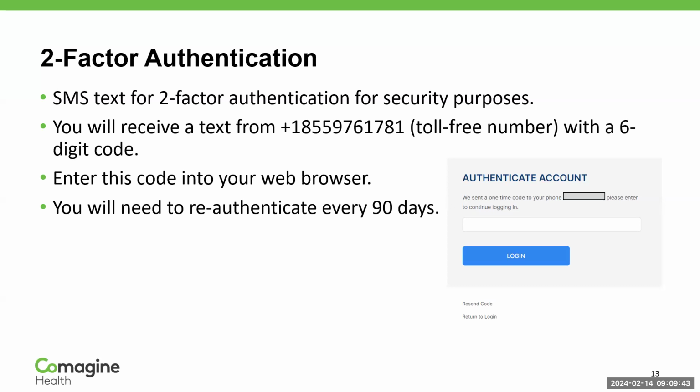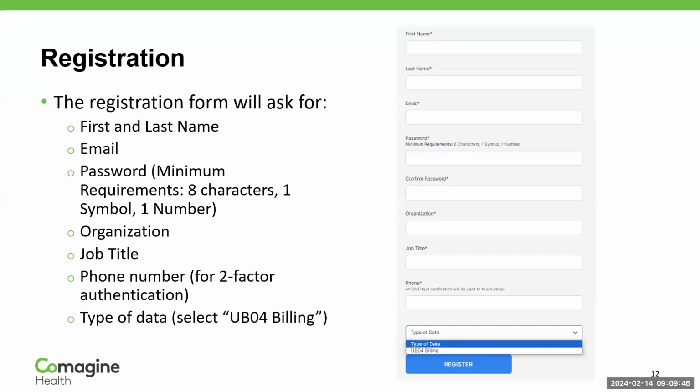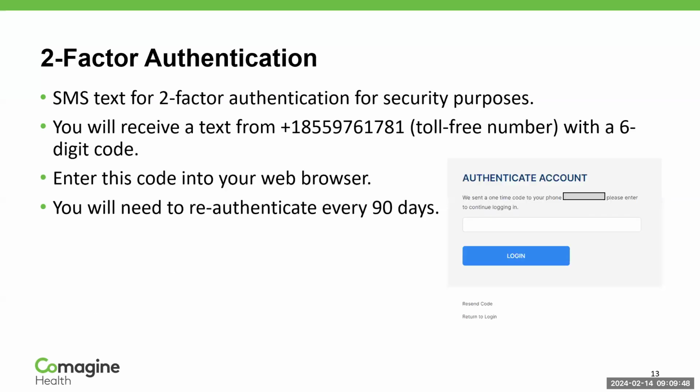Once you register, you put in all of your information on the form. Then you will get this two-factor authentication notification, and you'll receive a text from this toll-free phone number. From there, you're going to enter the code that you received via text into your browser, and then you can go ahead and log in. You only need to do this two-factor authentication every 90 days. So upon registration you'll have to do it, and maybe upon the first login, and then after that, it'll be every 90 days.